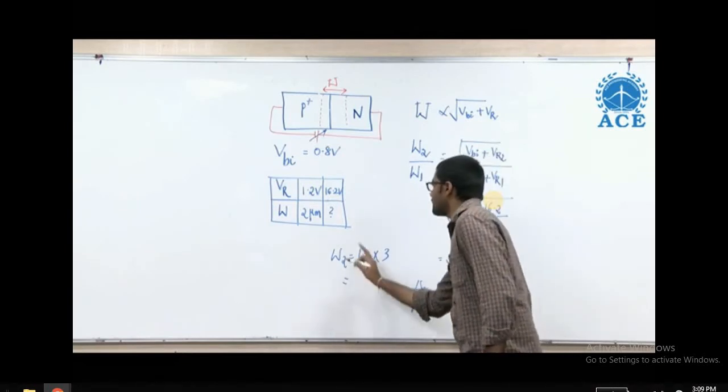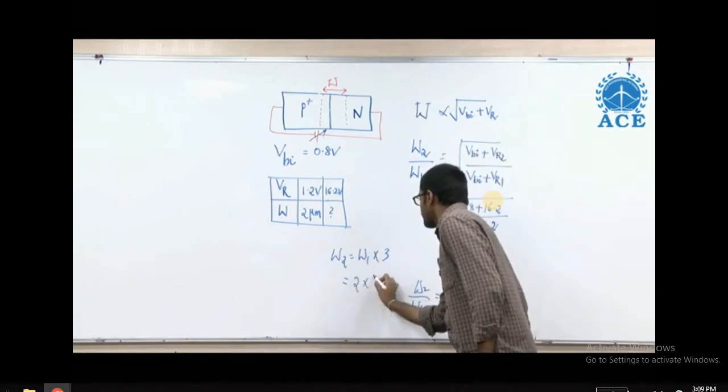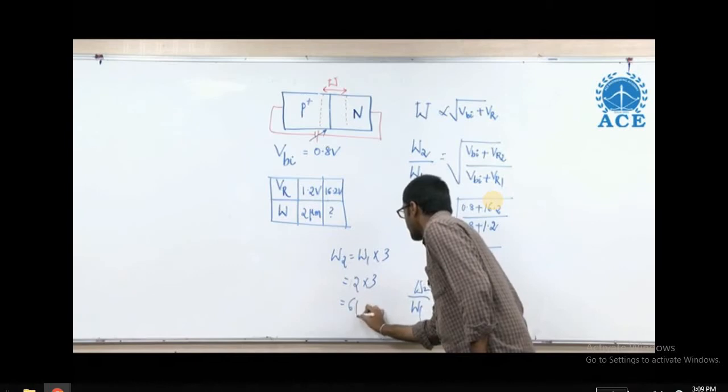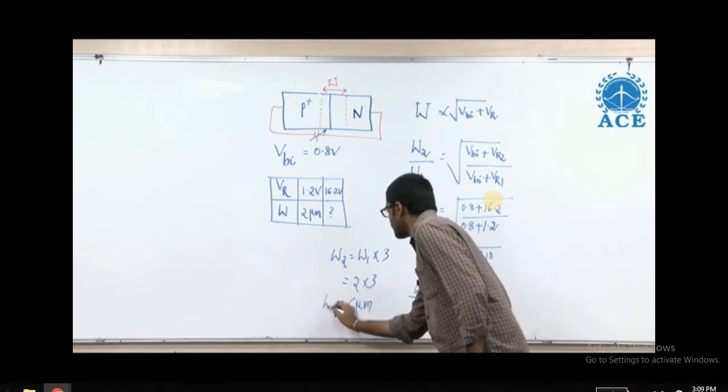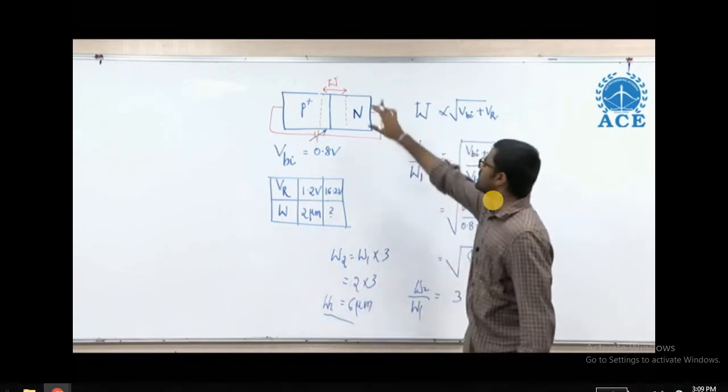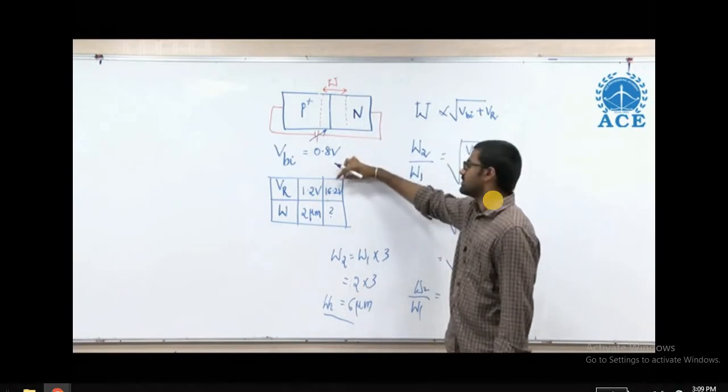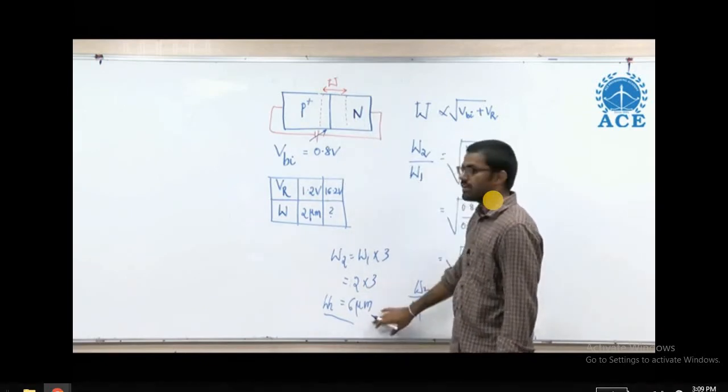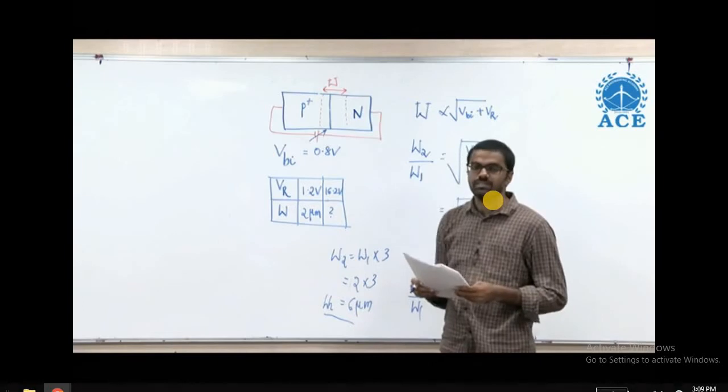Width at first reverse bias voltage is 2 and it is 3, which is nothing but 6 micrometers. So, width of our depletion region at a reverse bias voltage of 16.2 volts is 6 micrometers. So it's option C.